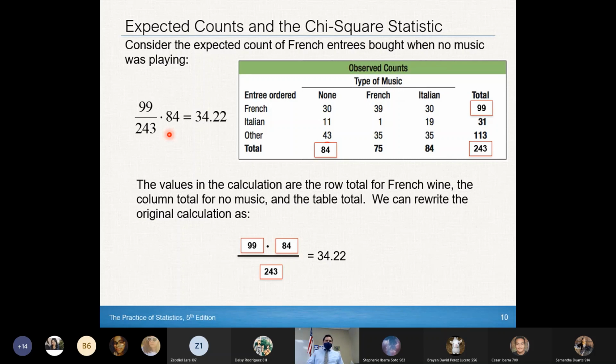We would do these same calculations for each entry in this table to get our expected count for each of the entries. Overall, that would be 9 calculations. Are there any questions about this part, the expected counts for this example?